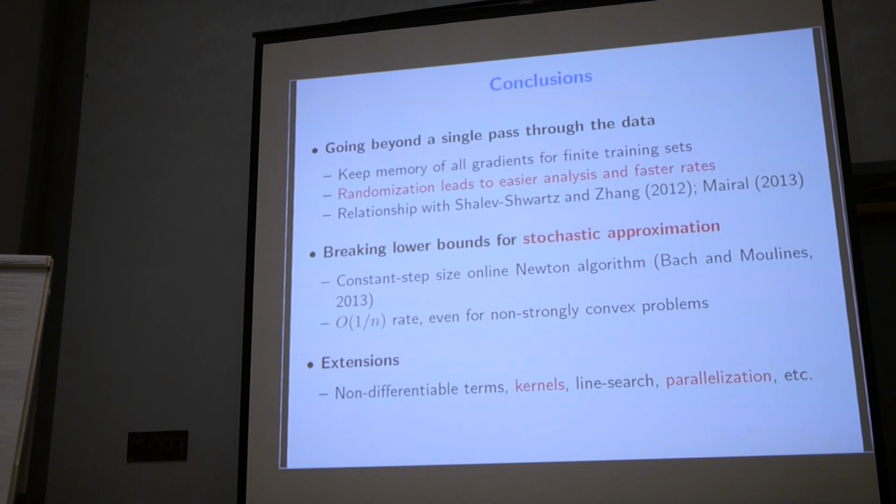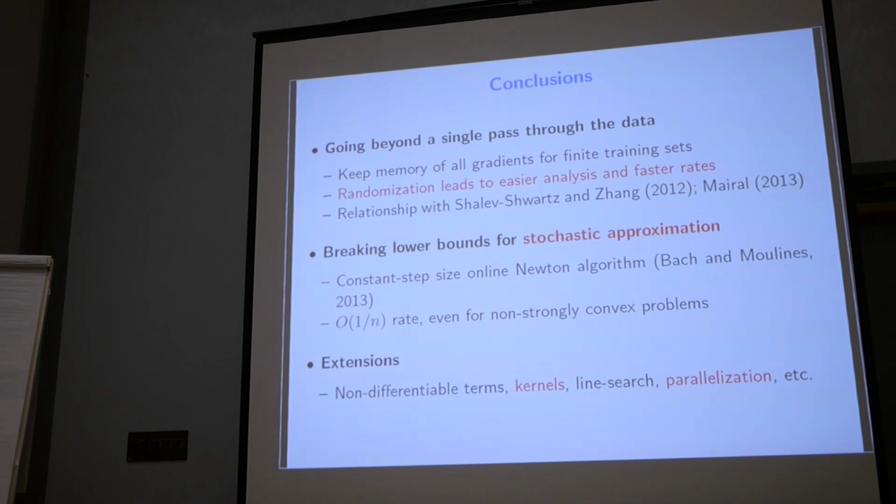Then some other work which we have done with Eric Moulines, which I presented at the main conference, is that we have also been able to break lower bounds of complexity, but now in the classical stochastic approximation framework, where you see data only once. If you want to know more, you can look at our paper.